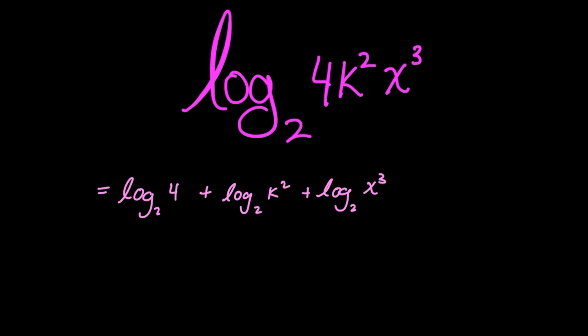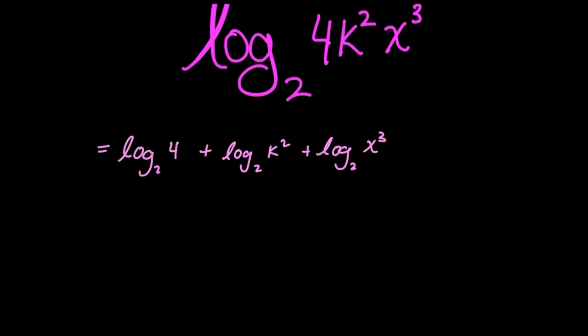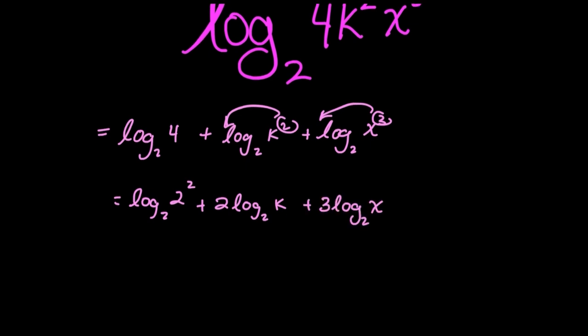I know I could simplify this further because I have exponents in these 2 pieces, but I could also have an exponent in this first piece over here with just a little bit of manipulation. 4 can be rewritten as 2 to the power of 2. So this becomes log base 2 of 2 to the power of 2. And then let us actually take these exponents and move them up front. The square from the k and the cube from the x. So plus 2 log base 2 of k plus 3 log base 2 of x.